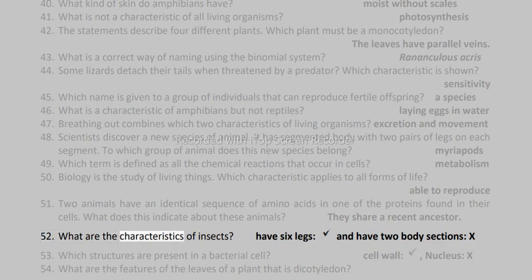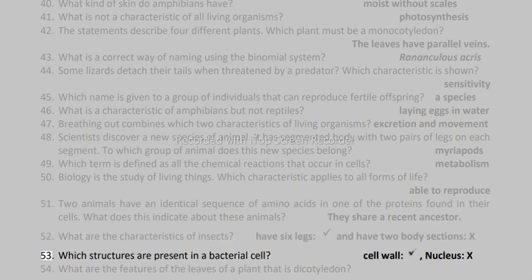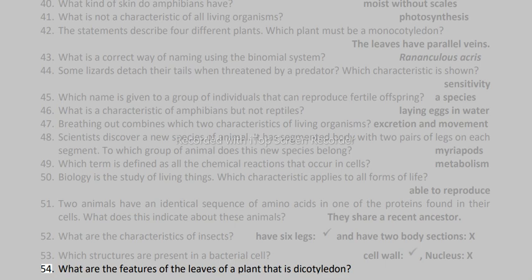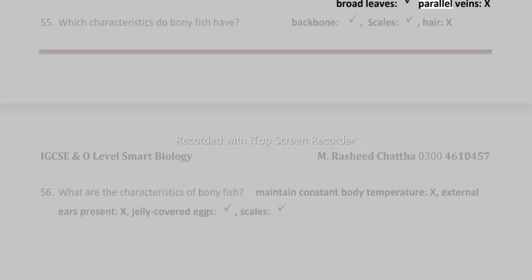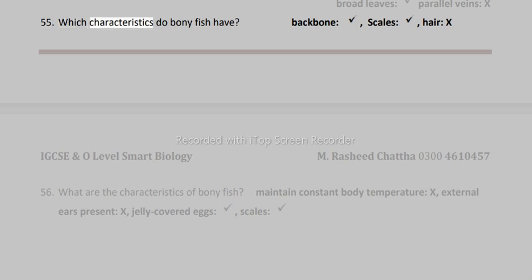52. What are the characteristics of insects? Have 6 legs, and have 2 body sections, X. 53. Which structures are present in a bacterial cell? Cell wall, nucleus, X. 54. What are the features of the leaves of a plant that is a dicotyledon? Broad leaves, parallel veins, X. 55. Which characteristics do bony fish have? Backbone, scales, hair, X.